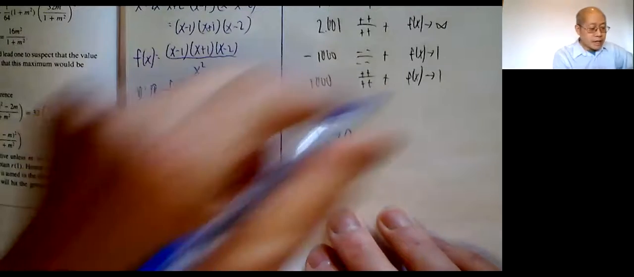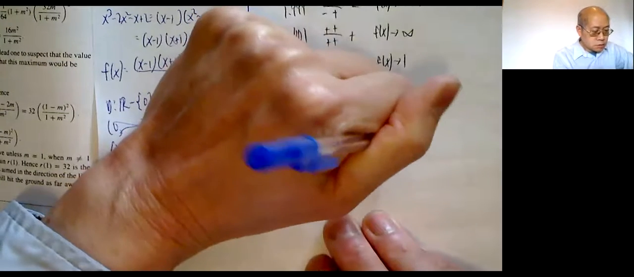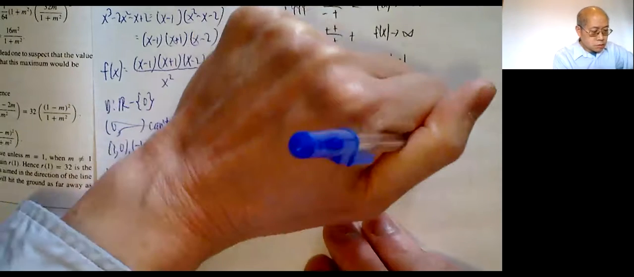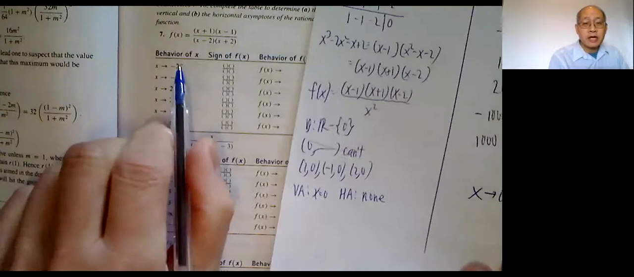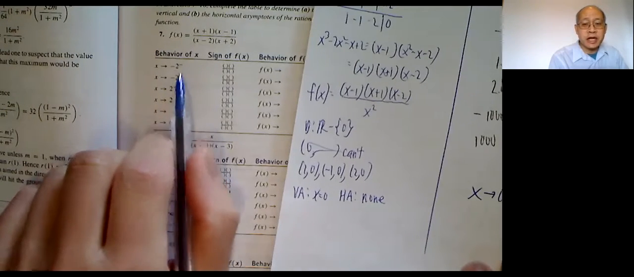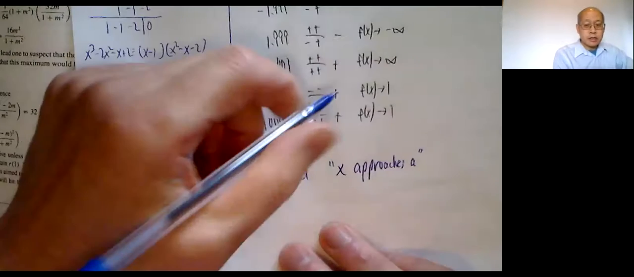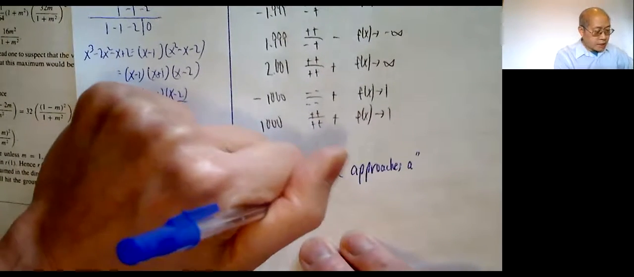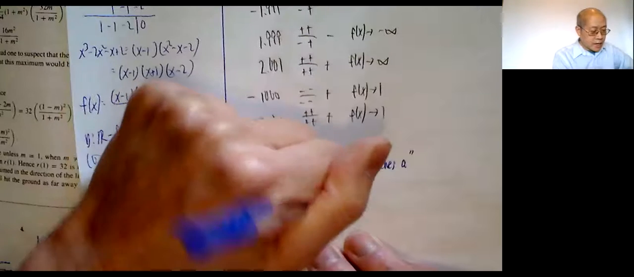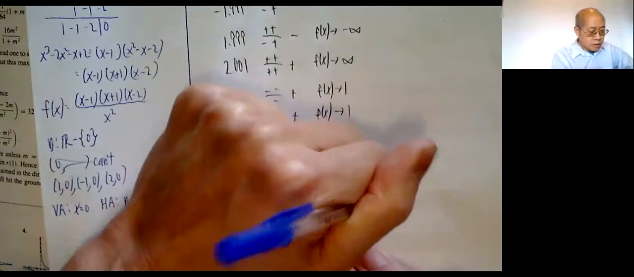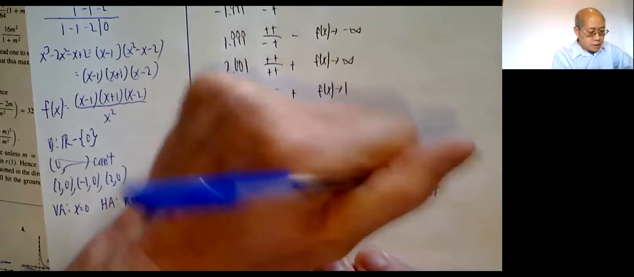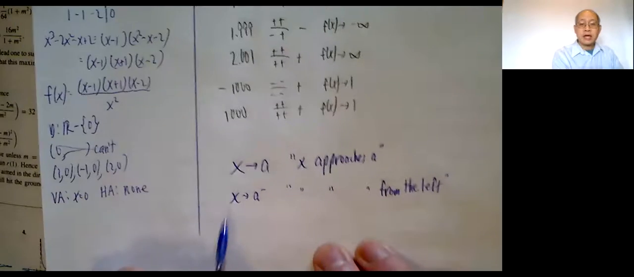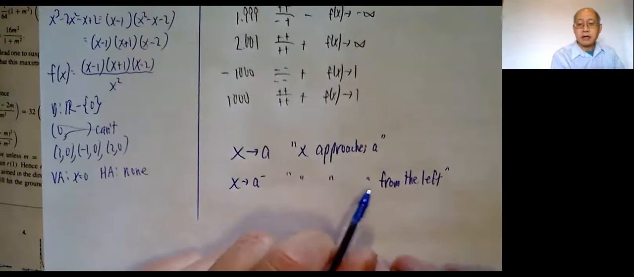So x arrow A is x approaches A. And then they will give a superscript, a writing above. If it's a minus or a plus, it means coming from the left or coming from the right. Okay, so x approaches A with a minus sign means x approaches A from the left. Okay. X approaches A from the left.